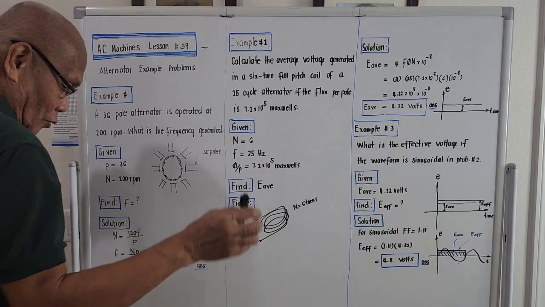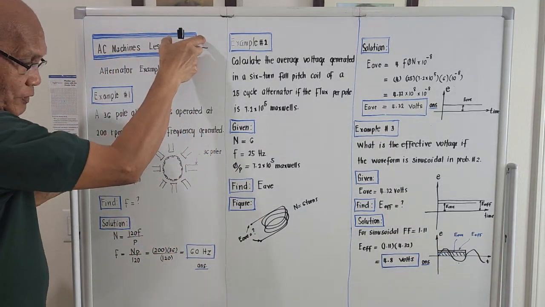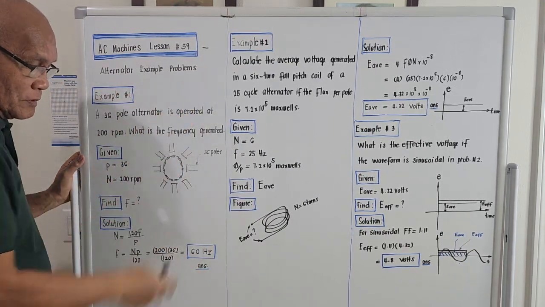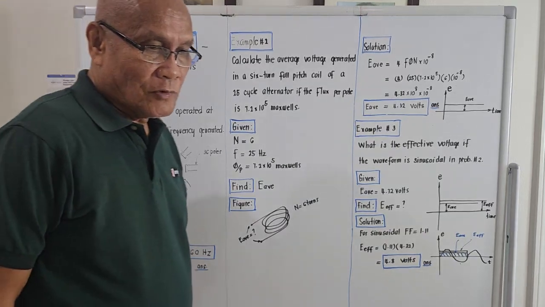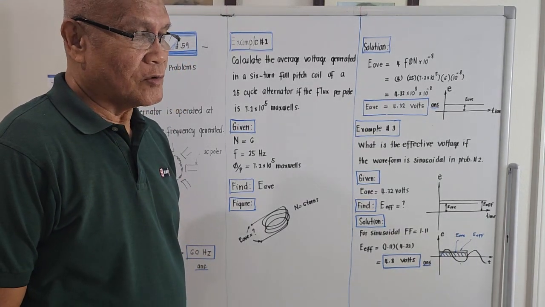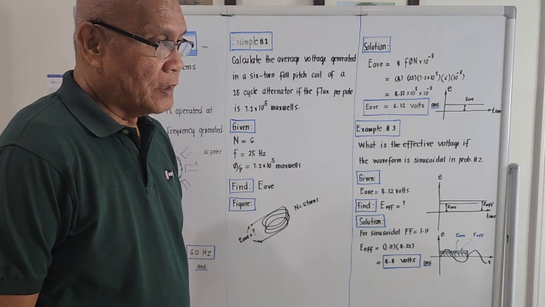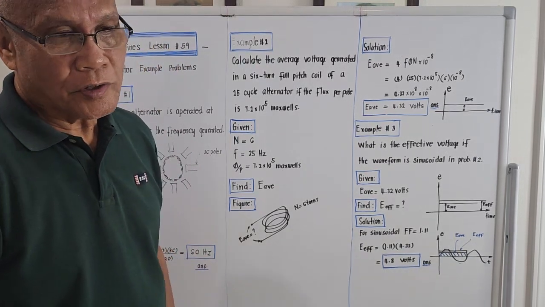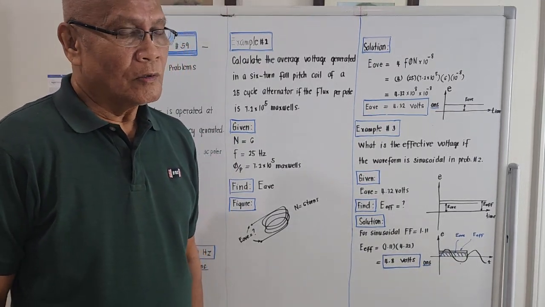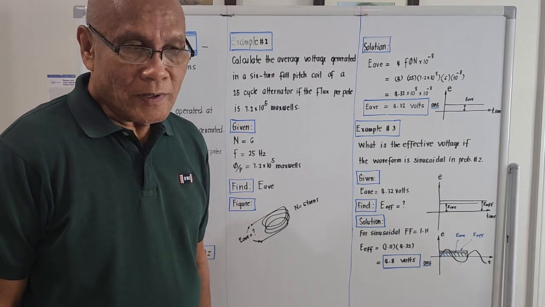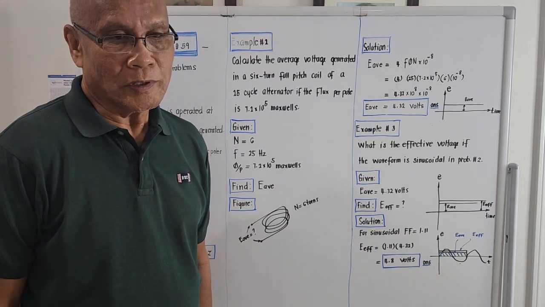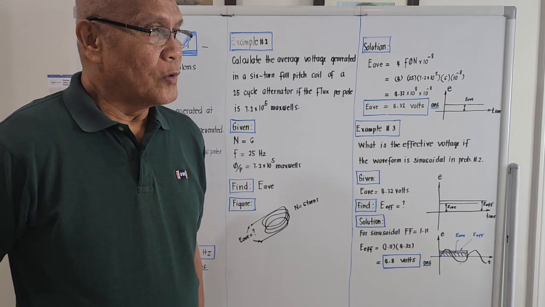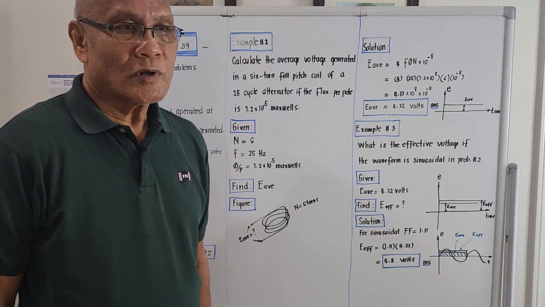The subject matter for tonight will be AC machines, lesson number 59, and the title of the topic will be alternator example problems. In the previous last two lessons, I discussed the concept of alternator and I derived the formulas needed for the voltage generation of an alternator, including all the parameters that affect the value of the generated voltage. So for tonight, I will be discussing example problems on the application of those derived formulas for alternators.